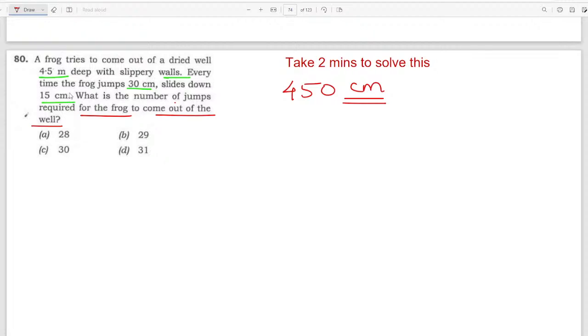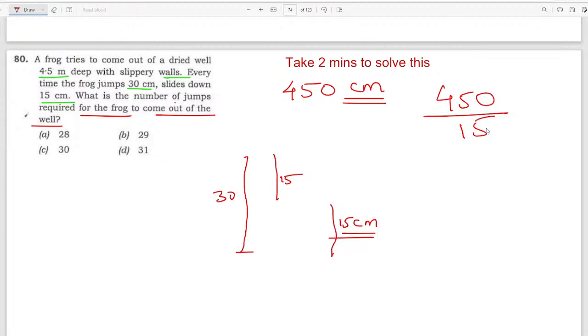Now they're saying that every time the frog jumps 30 centimeters, and then it slides down 15 centimeters back. So the net jump is 15 centimeters. So if I take 450 divided by 15, this would be 30 attempts. In 30 jumps, it will reach the top.